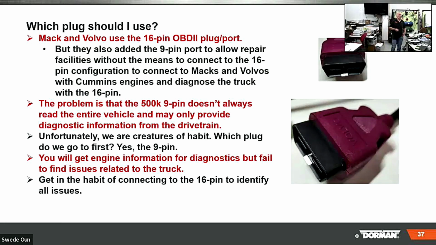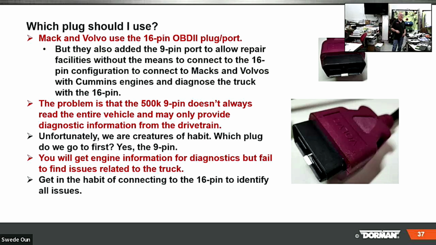But they also added the 9-pin to allow repair facilities without the means to connect to the 16-pin configuration to connect to Mack and Volvos with Cummins engines and diagnose the truck with the 16. Again, you've got to mix and match it. Mack, Cummins engines, like we had in the previous slide. The problem is that the 500K 9-pin doesn't always read the entire vehicle and may only provide diagnostic information from the drivetrain.